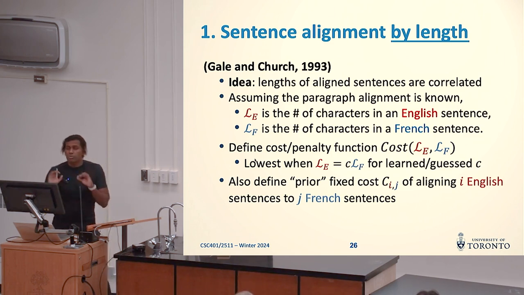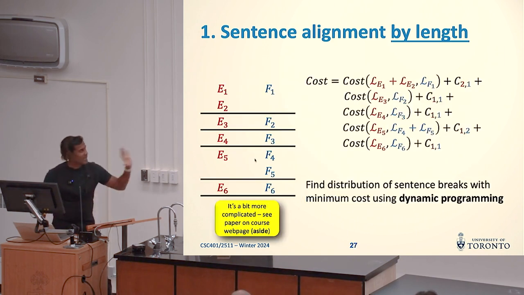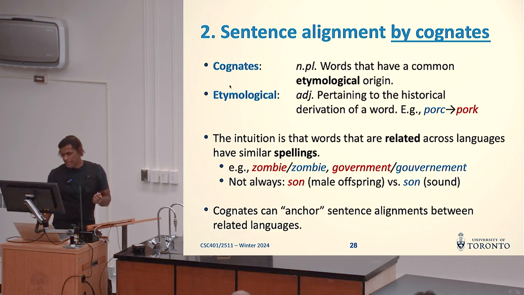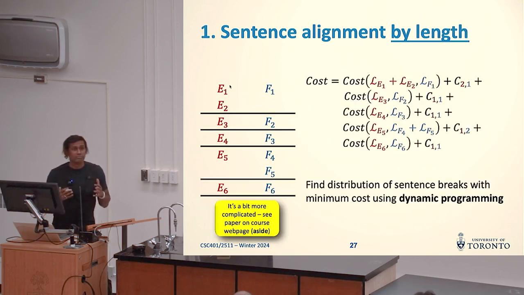So we define a fixed prior cost, and based on this cost function and this prior fixed cost, we can define a total cost as the sum of the alignment costs of all the beads. This setup is essentially a canonical dynamic programming problem. Using dynamic programming, you can find the distribution of sentence breaks, or alignment, that gives the lowest cost. And that's how we can get the alignments.